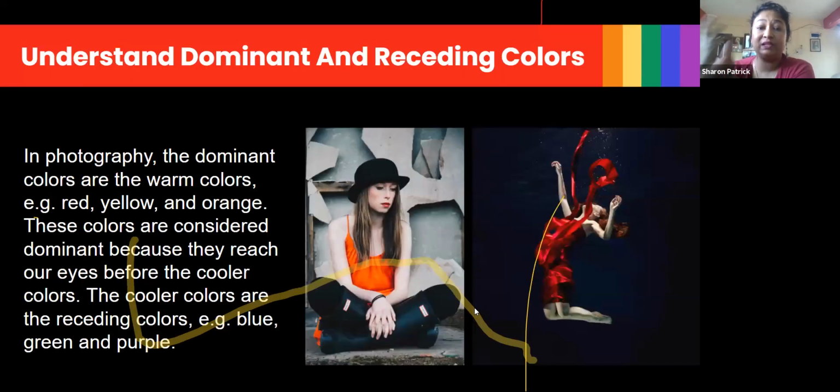Now, understanding dominant and receding colors. This is something that is really interesting. See, there are dominating colors which reach the eye faster in terms of the wavelength. And there are receding colors which are much more sober colors in comparison to dominating colors. All right. Dominating colors are usually always the warm colors. All right. Cool colors are considered as receding colors. Example, red, yellow, orange, these colors are considered very dominating colors. They dominate the entire image.